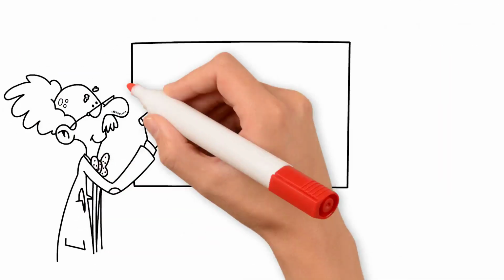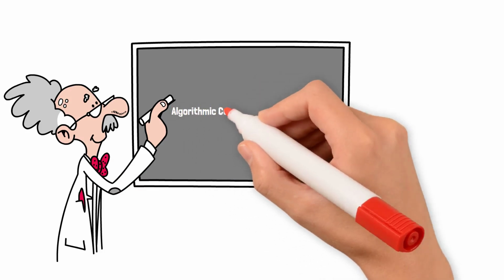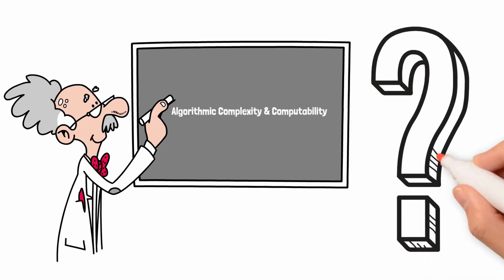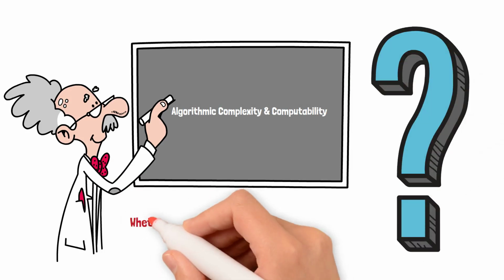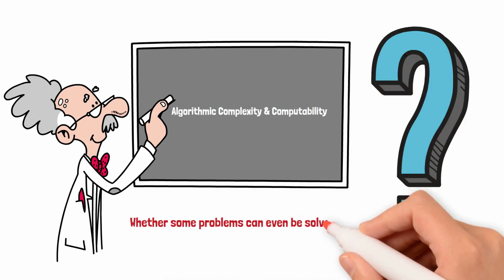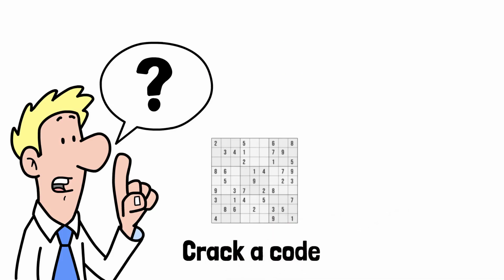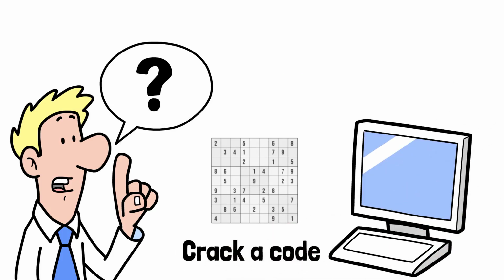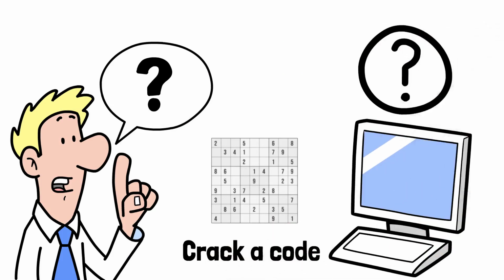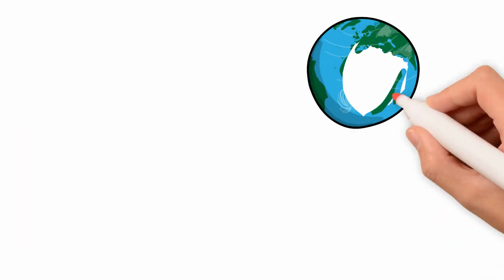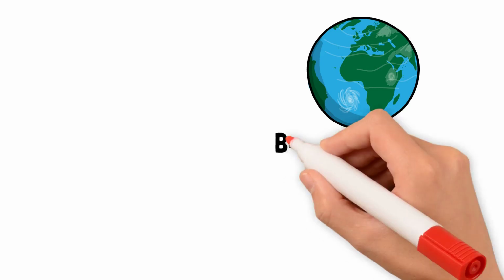Today's topic is a big one: algorithmic complexity and computability. The mathematics that defines not just how fast algorithms run, but whether some problems can even be solved at all. Let's start with a simple question. Imagine you want to solve a giant Sudoku puzzle or crack a code. Computers can check possibilities quickly, but what if the number of possibilities grows so fast that even the most powerful supercomputer in the world would take billions of years?